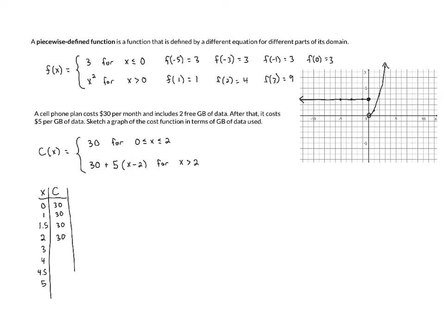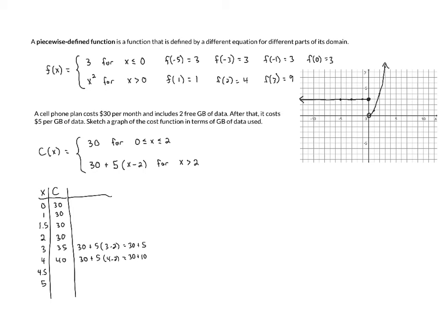So I'm going to make a little bit of extra room to show my work. When x is 3, that's going to be 30 plus 5 times 3 minus 2. Well, 3 minus 2 is 1, and 5 times 1 is 5. So that's going to be 30 plus 5, so $35. And then for x equals 4, we've got 30 plus 5 times 4 minus 2. 4 minus 2 is 2. 5 times 2 is 10, so that becomes 30 plus 10, which is 40.